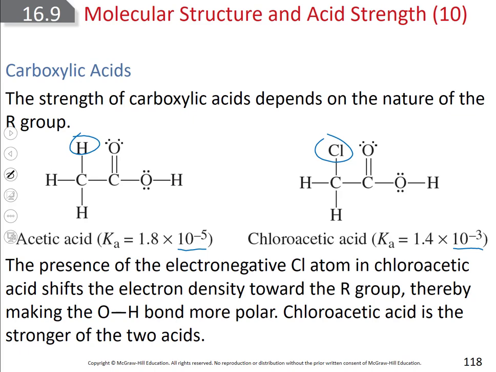Because this electronegative chlorine pulls electrons towards itself, leaving these things less negative, and if they're less negative, they're going to have less of a pull on that positive hydrogen. So that bond here is going to get weaker and more easily break, meaning it's going to be a stronger acid. It's going to give up that hydrogen more easily.